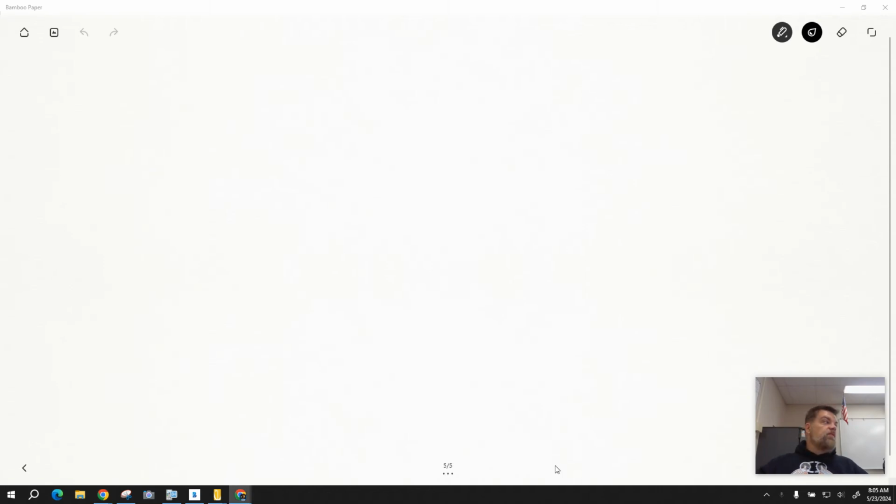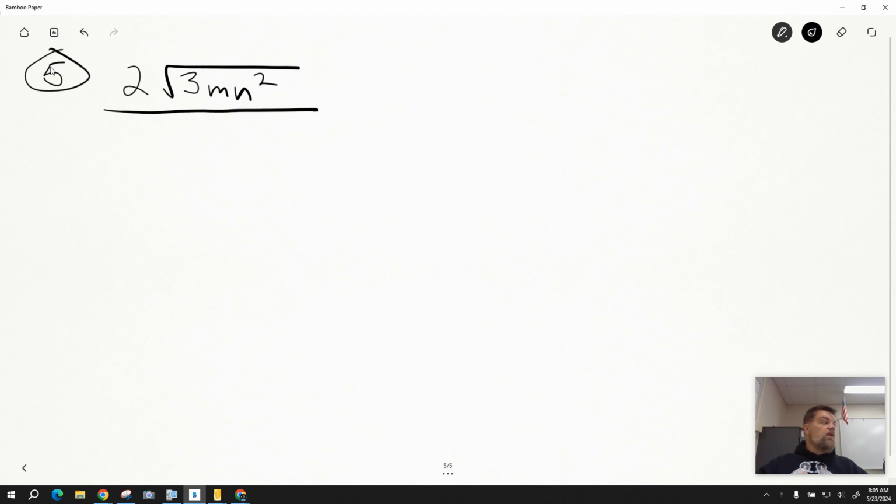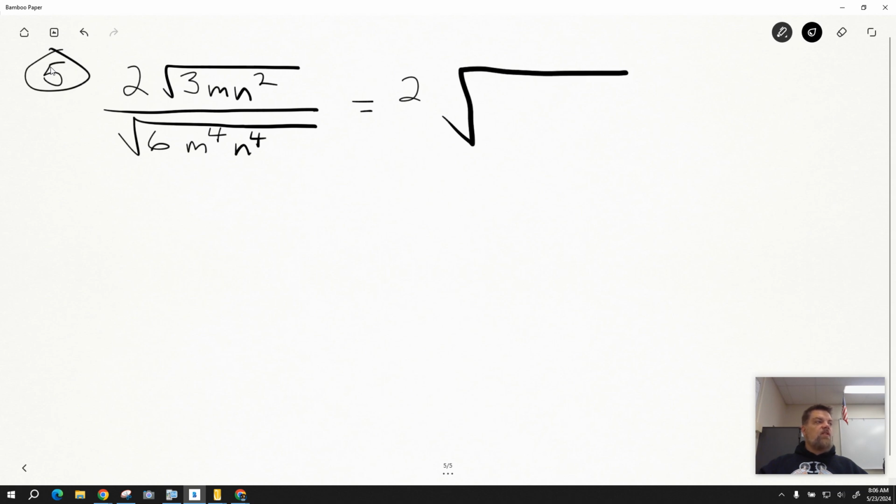So on problem number 5, we have 2 times the square root of 3 times m times n squared all over the square root of 6 times m to the 4th times n to the 4th. Now, one of the properties of this is I could take the 2 in the front and put everything over a square root like this.